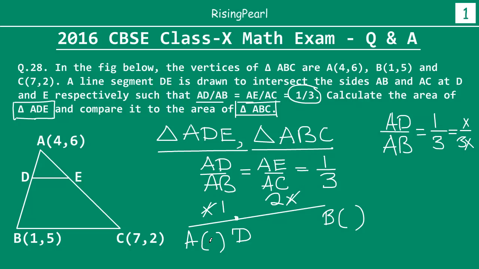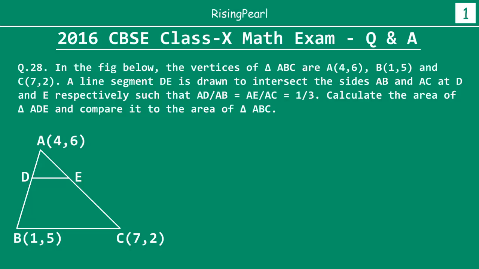Because we know the coordinates of A and B, applying the section formula, and we know that D divides the line segment AB in the ratio 1:2, we can find the coordinates of D. Similarly, we will be able to find the coordinates of E. So we will have all the coordinates known. A, B, C are given, and we can find D and E. Then the question becomes, if we have the three coordinates, can we find the area of a triangle?